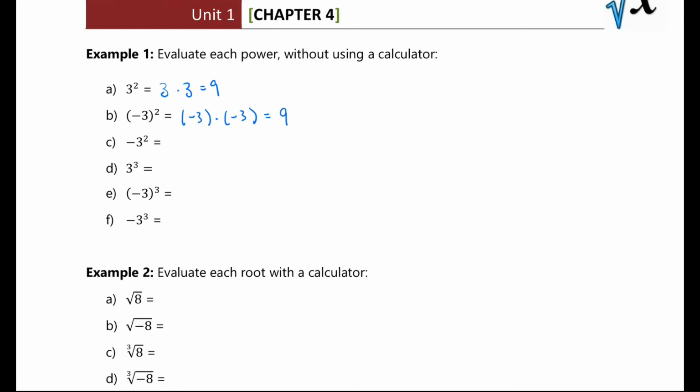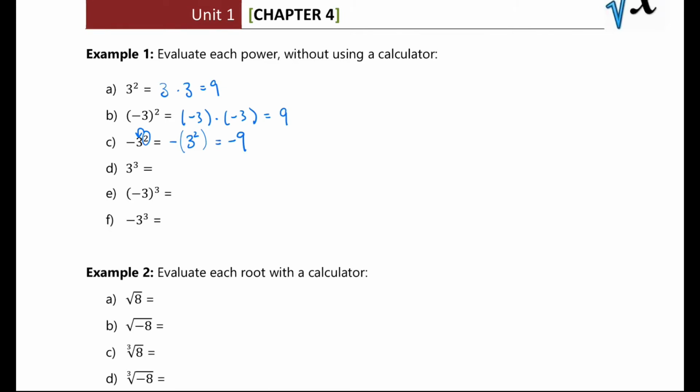Part C. Now notice that this square sign is not for the entire negative 3. The base is just 3. That square is referring to that 3 only. This can be rewritten in a different way, that it's negative in the bracket 3 squared. That's an equivalent statement. We can say this is just negative 9.